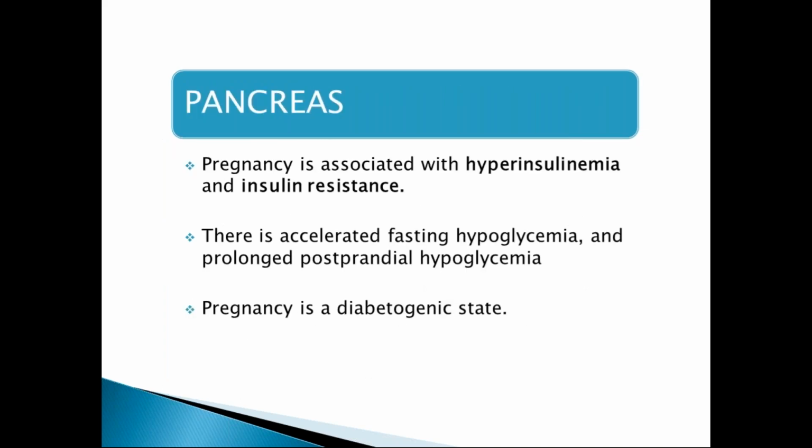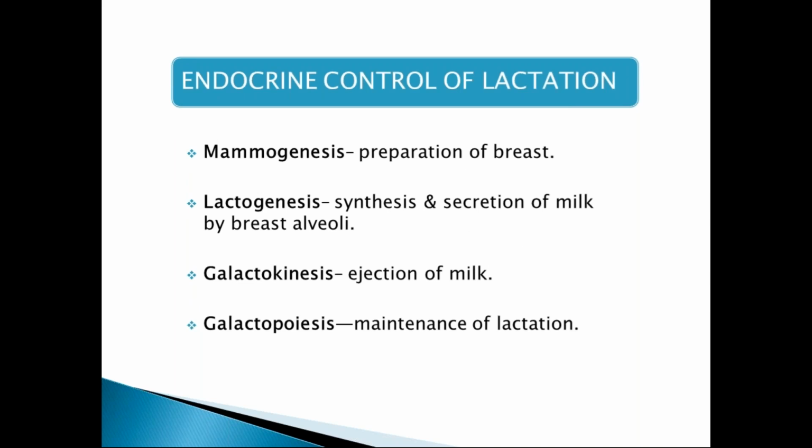Pancreas: pregnancy is associated with hyperinsulinemia and insulin resistance. This is due to human placental lactogen and other steroidal hormones like cortisol, estrogen, and progesterone. There is accelerated fasting hypoglycemia and prolonged postprandial hyperglycemia. Pregnancy is a diabetogenic state.